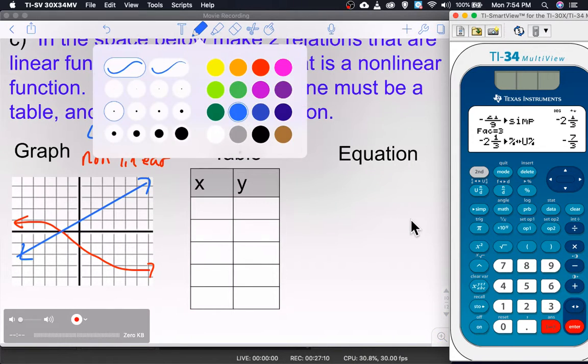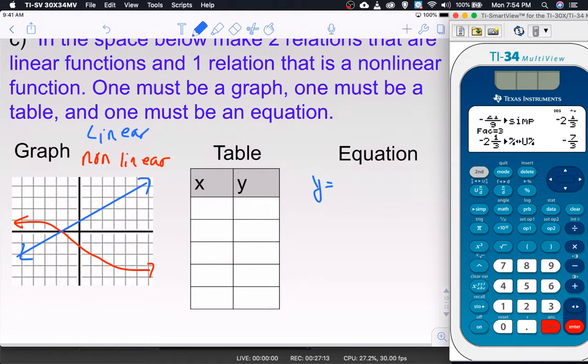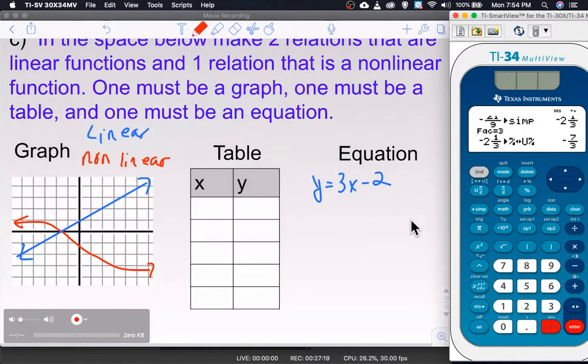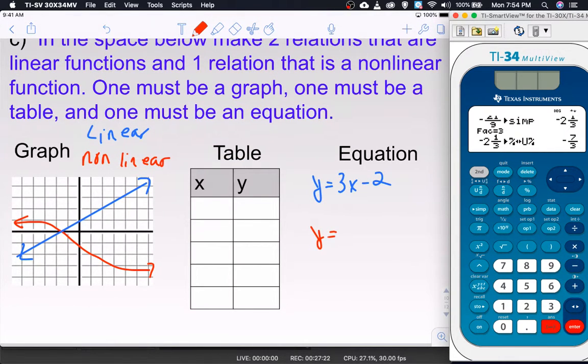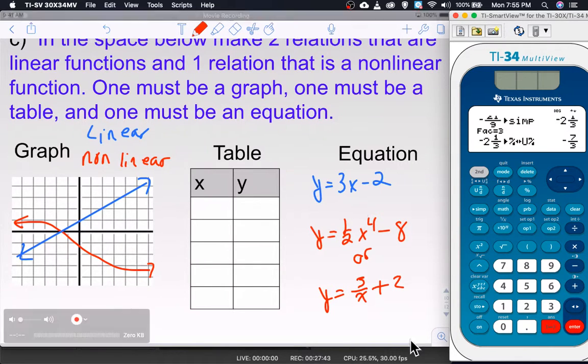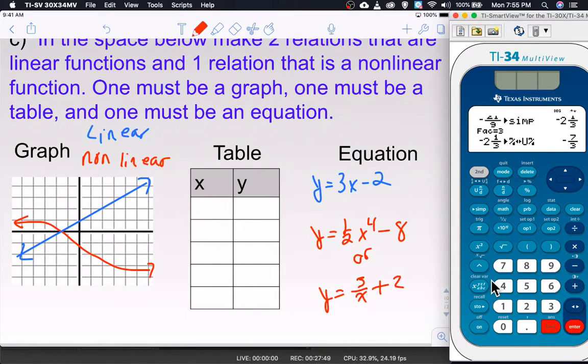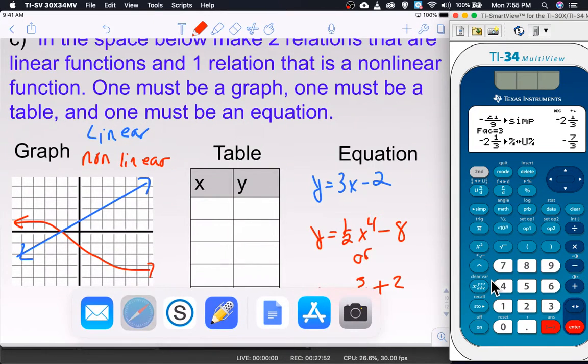I'm going to go to the equation. For a linear function, make something in slope-intercept form, 3x minus 2. That's a linear function. For a nonlinear function, add an exponent. We saw that's one of the things that makes something non-linear. So y equals 1 half x to the 4th minus 8. Or, another one that's kind of funky, y equals 3 over x plus 2. This is not something we've really seen before, but I wanted to show you this. If you have an x in the denominator of your fraction, that will also be nonlinear.